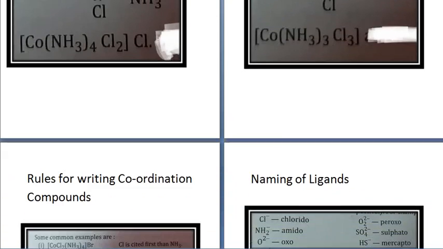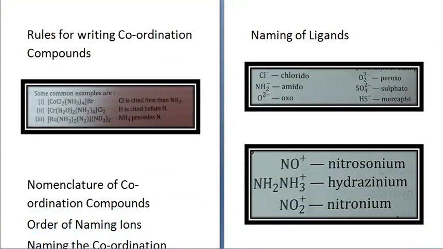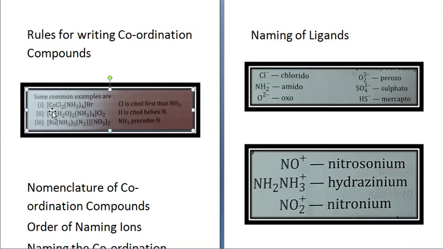There are a number of rules for writing coordination compounds. The first rule is that the formula of the cation, whether simple or complex, is written first, followed by that of the anion. The coordination entity is written in square brackets, these big brackets over here. Then within the coordination entity, the symbol of the central metal atom is written first, followed by ligands in alphabetical order. If there is more than one ligand, it has to be in alphabetical order according to the following rules.